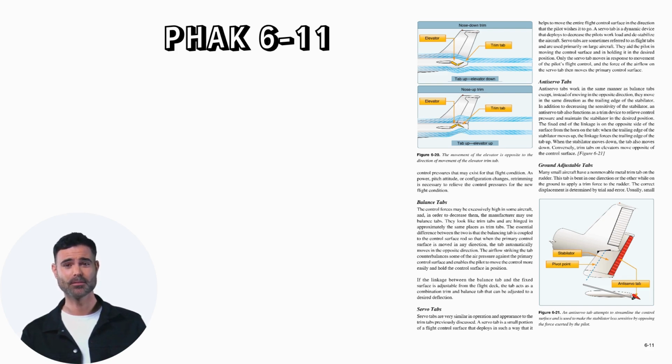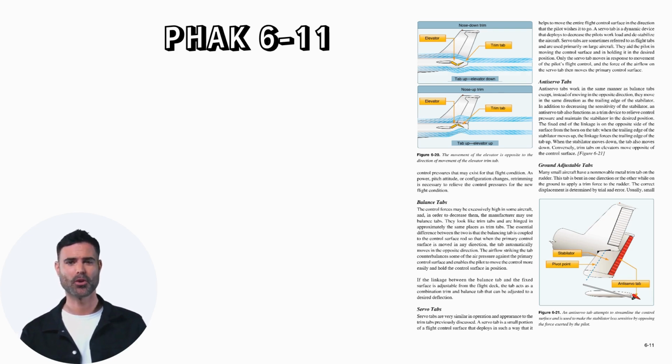Balance tabs. The control forces may be excessively high in some aircraft, and, in order to decrease them, the manufacturer may use balance tabs. They look like trim tabs and are hinged in approximately the same places as trim tabs. The essential difference between the two is that the balancing tab is coupled to the control surface rod so that when the primary control surface is moved in any direction, the tab automatically moves in the opposite direction.